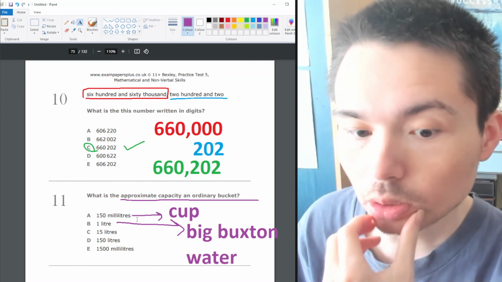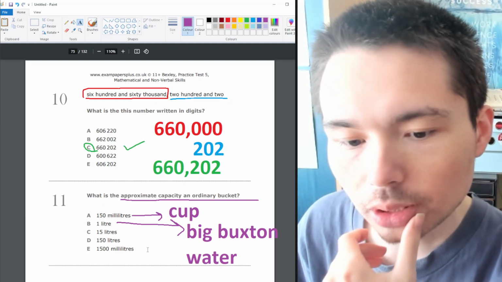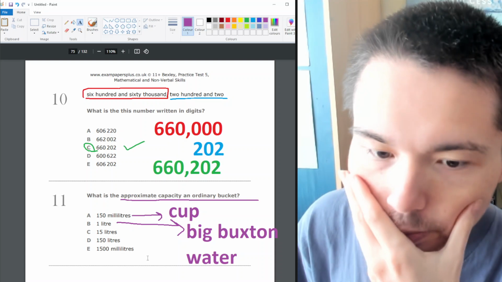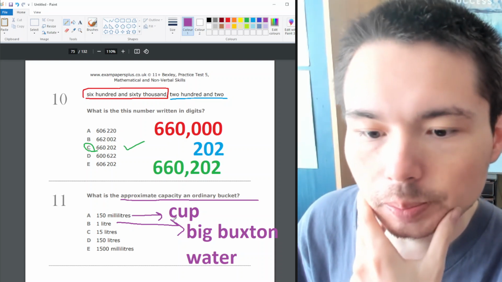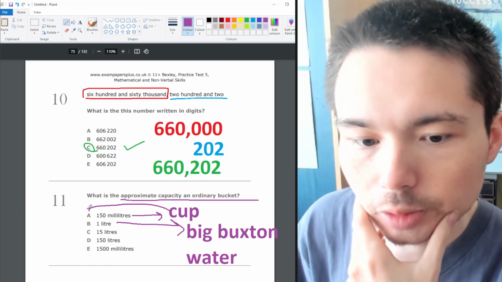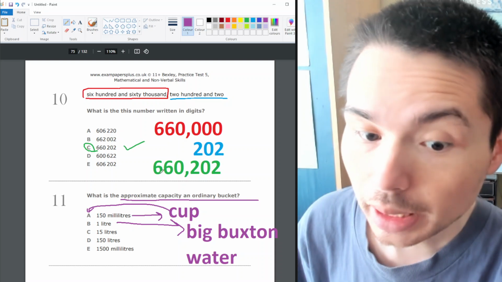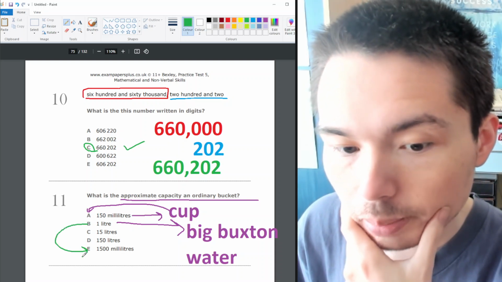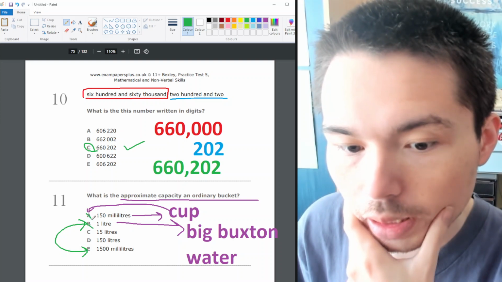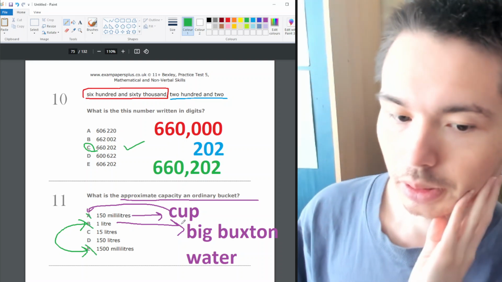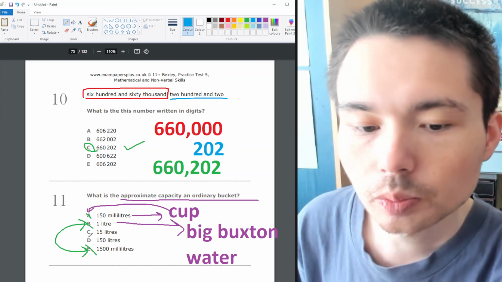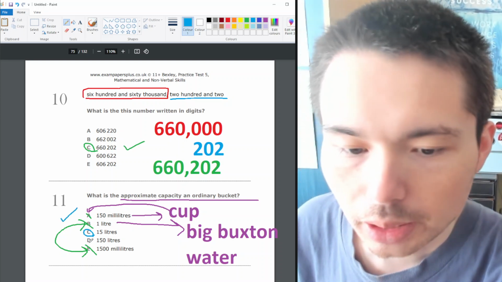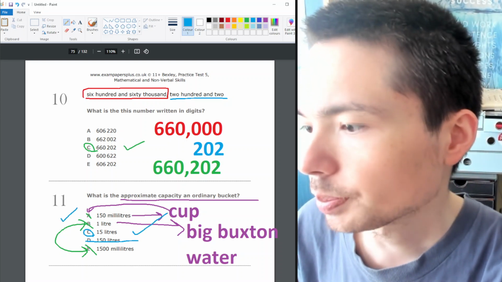Yes, C's looking good. D, nah, that's 10 buckets. And E, 1500 millilitres. Well, that's really 10 of these cups. Really, we're saying B and E are so close together. They're both kind of like big bottles of water, so they are out. C is the answer. D, I already said that was 10 buckets. Okay, good. Next one.